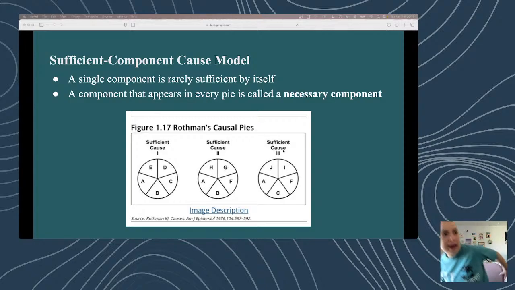That's right. Letter A is a necessary component. How do we know? It's in all three of these pies, imagining that these are the only three cases of the disease on the entire planet. A would be the necessary component. Does that make sense?